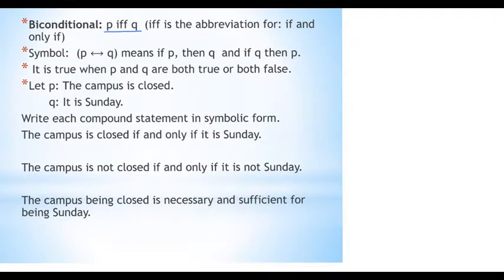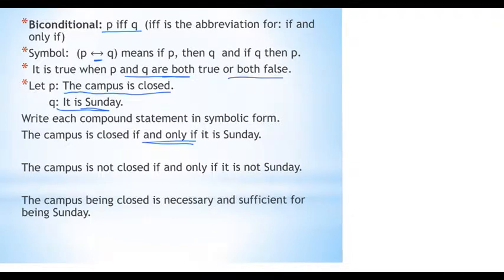So the symbol here we use is a double-sided arrow between the two statements. And it is true when both P and Q are true or they are both false. So both statements have to be the same thing for it to be a true statement. Again, we're going to write them symbolically. We have P is the campus is closed and Q is it is Sunday. So our first statement says the campus is closed if and only if it is Sunday.